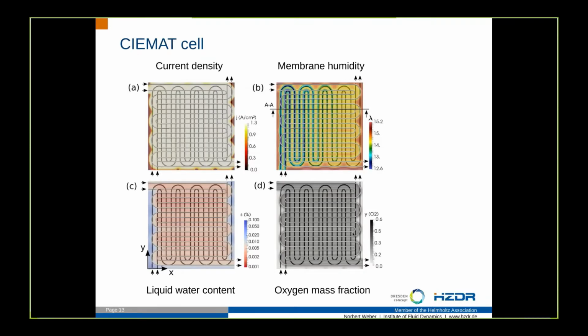You can see here on the sides and on the bottom, where the channels for the air and fuel are bent, the liquid water, for example, accumulates. Also, the current density is smaller in these areas. It goes down to 0. And we can see also in the white gray image on the bottom on the right that there the oxygen mass fraction goes to 0 simply because the diffusion way from the channels is too long so that the oxygen does not reach these areas.